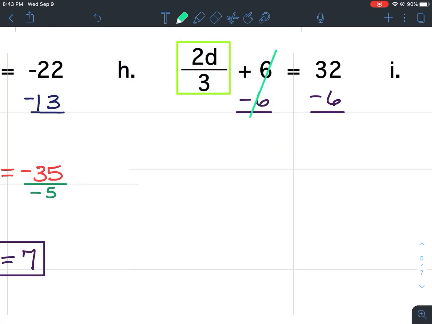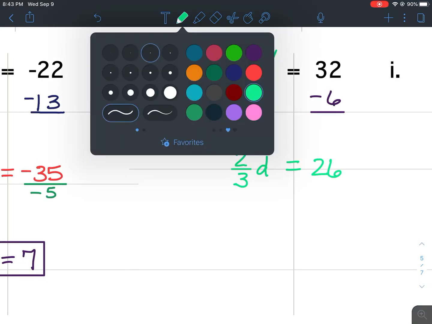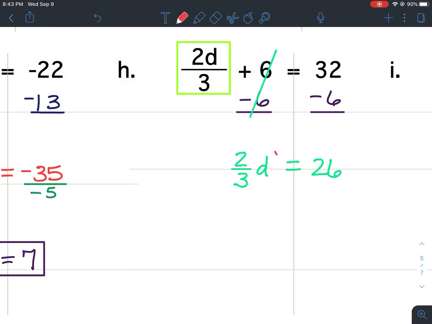They would cancel. Now, I told you this before, I like to write it as 2/3 with the d beside it. Put my equal signs, and 32 minus 6 is 26. Did you recognize that there is a fraction in a multiplication problem? When we have a fraction in a multiplication problem, we can't divide, but instead we use the reciprocal. So the reciprocal of 2/3 is 3/2. So I'm going to multiply both sides by 3/2.